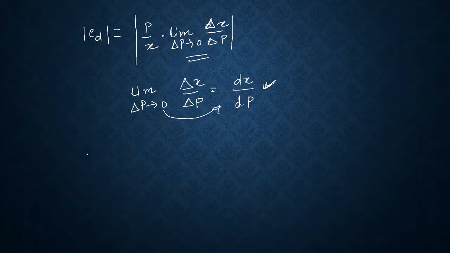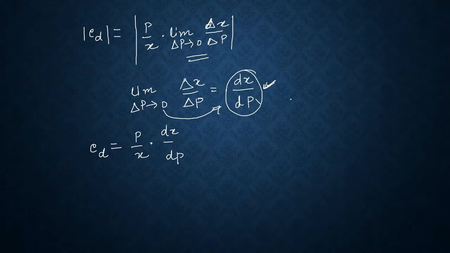So what will be the formula of elasticity of demand in the form of differential calculus? Elasticity of demand is equal to negative of p upon x into dx upon dp. This is the formula of elasticity of demand in the form of differential calculus. And what is this dx upon dp? This is the differentiation of the demand function, so this gives the elasticity of demand of this function at every point of the curve.